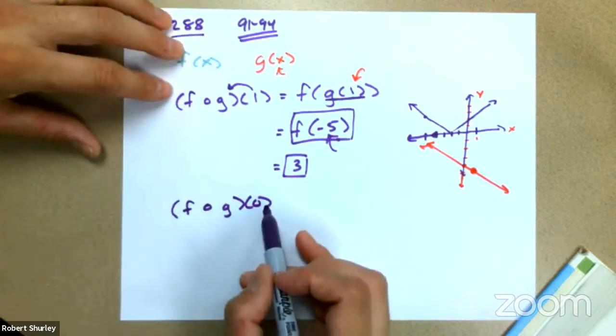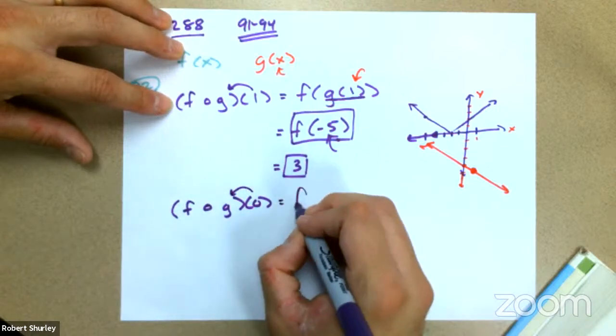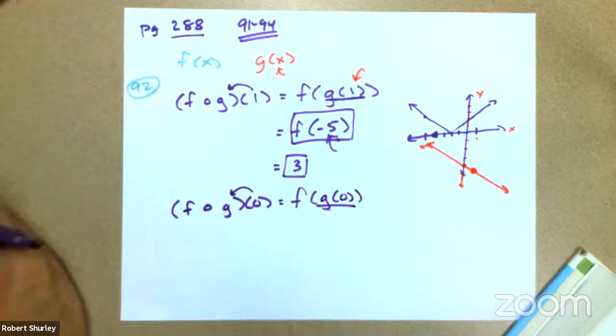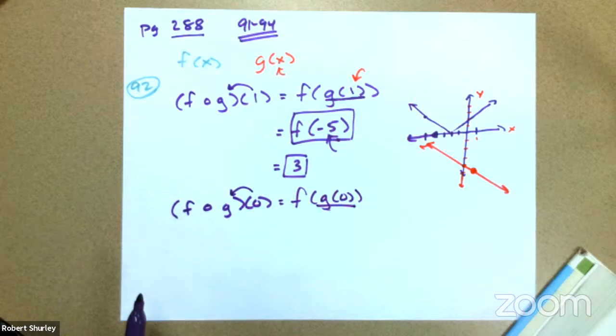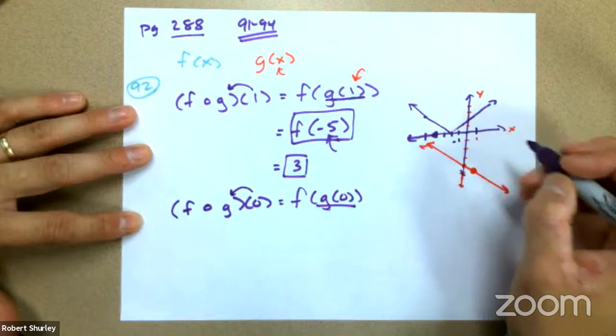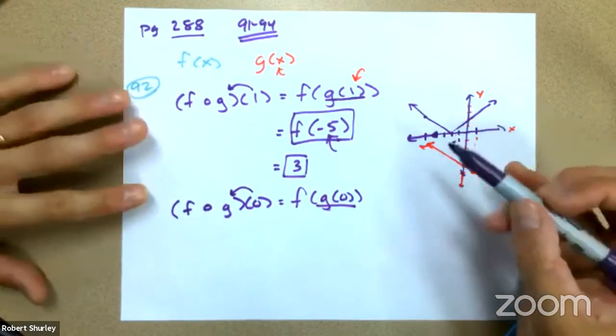Now, if I want to do F composed of G of 0, I've got to plug the 0 into G first. So I'm going to find G of 0. Amanda, if you look at G, it's the red line, right? So when X equals 0, what is G? What does Y equal? If it doesn't make sense, let me know and I'll go over it.